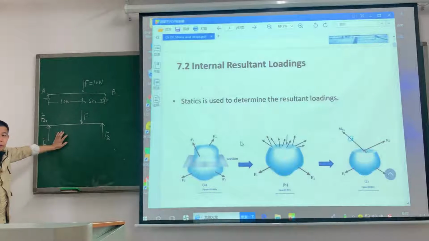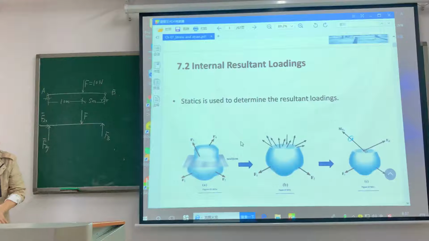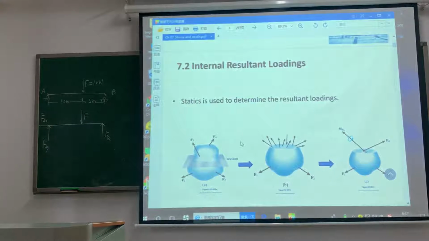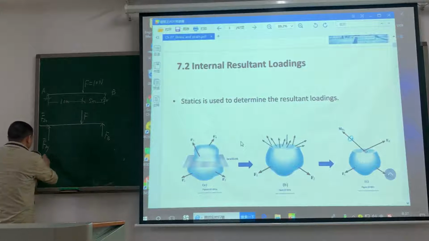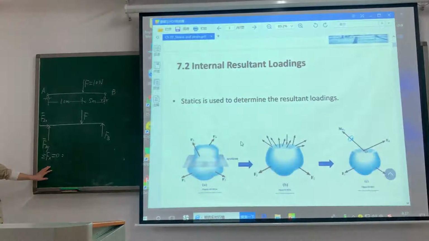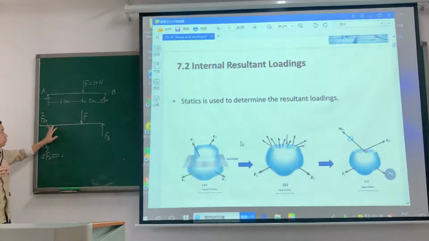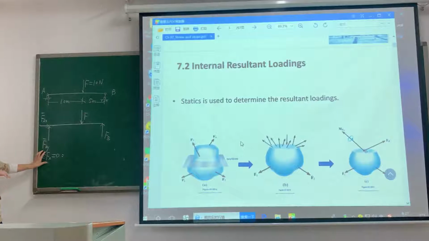It's a plane force system. It means all the forces are in the same plane. We can get three independent equilibrium equations. Understand what I said? So the first one is sigma Fx equals 0. It is an equilibrium condition. It means if the pin is balanced, the summation of all the forces in the horizontal direction must be 0.